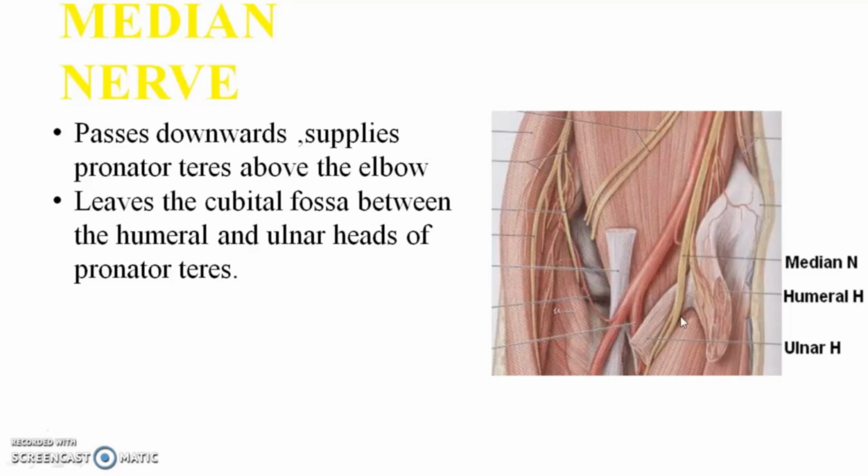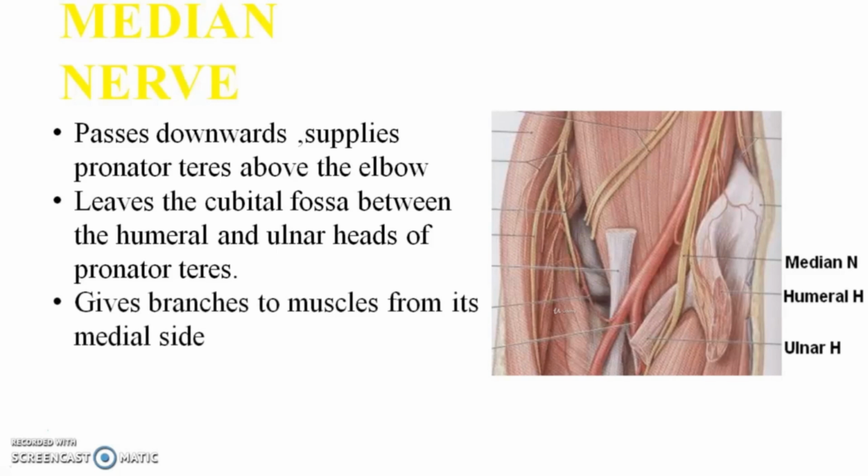So we will be having an image which shows the pronator teres muscle. So this is the pronator teres muscle supplied by the median nerve, and while leaving this cubital fossa, the median nerve comes out by passing between two heads of this pronator teres. This is the humeral head and this is the ulnar head of pronator teres, which we will deal with later. Now you remember, we will be having the median nerve coming out of the cubital fossa between the humeral head and ulnar head of pronator teres, and also from the medial side of this median nerve, after coming out, it gives many muscular branches which are going to supply muscles of the forearm region, anterior compartment.